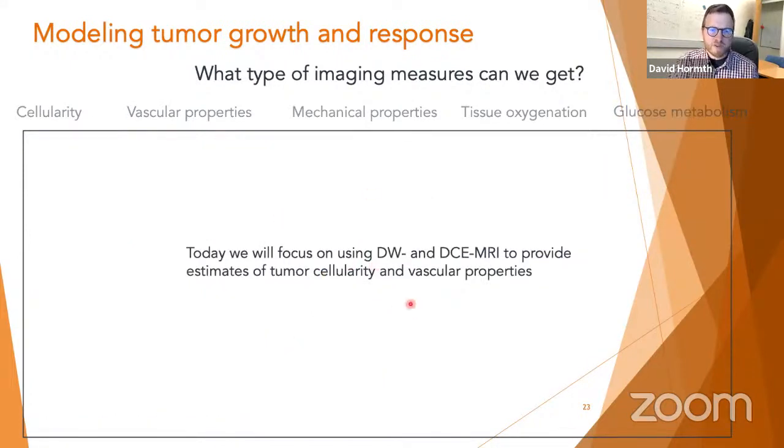For today's talk, I'm really going to focus on using diffusion-weighted MRI and DCE-MRI to provide the estimates of tumor cellularity and vascular properties.